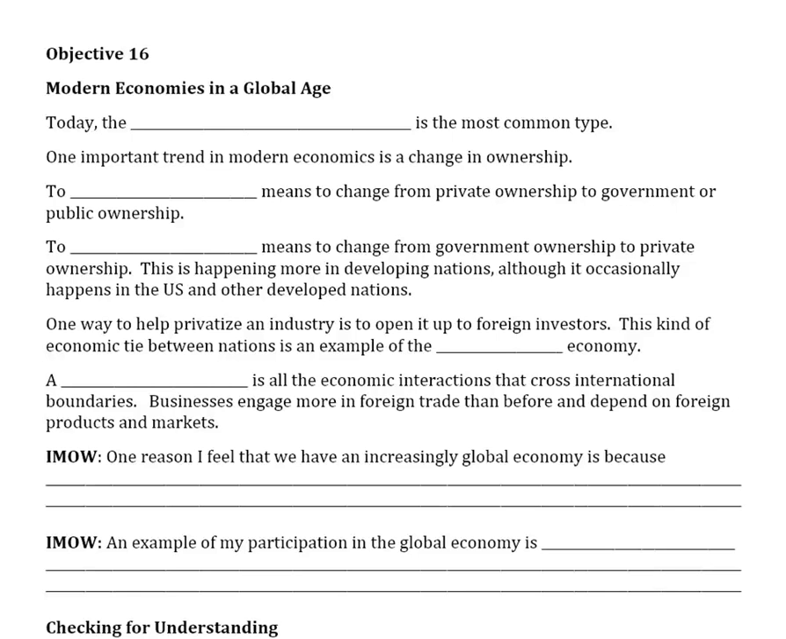Okay, so let's talk about Objective 16, Modern Economies in the Global Age. So today, the mixed economy, and I hope that you're thinking to yourself, well, a mixture is when you put two or more things together, so that's exactly what we're going to be talking about. One important trend in modern economics is a change in ownership.